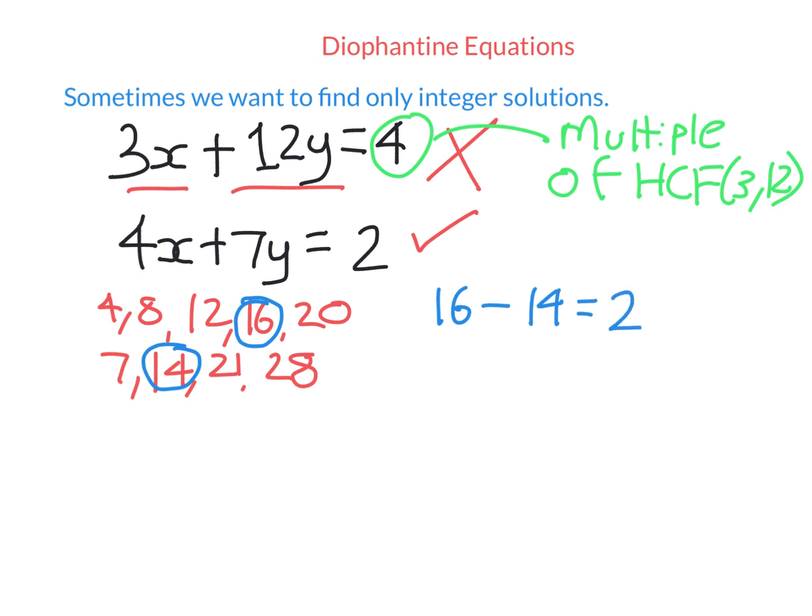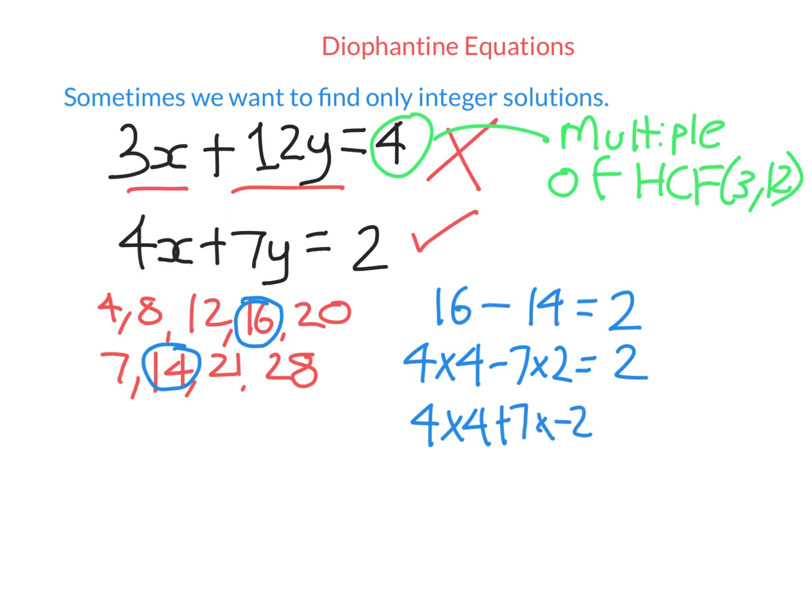We know that. We wanted this to be a multiple of 4 and a multiple of 7 because 16 is 4 times 4 and 14 is 7 times 2. But of course, we can write this as 4 times 4 plus 7 times negative 2. Exactly the same thing. So we've just found an integer solution. x equals 4, y equals negative 2.